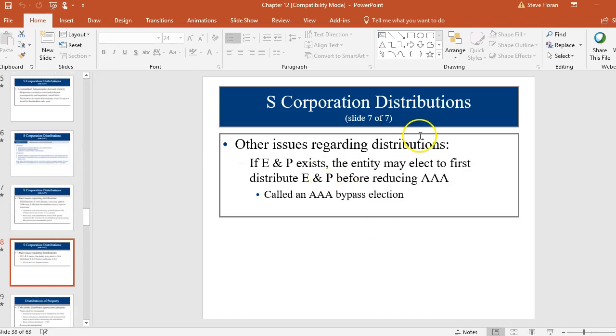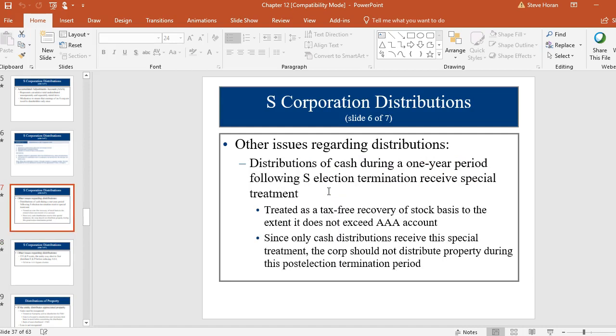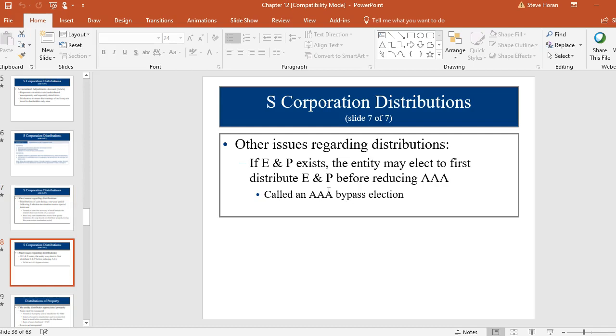Other issues, if E&P exists, the entity may elect to first distribute E&P before reducing AAA, called the AAA bypass election. Okay, so that's just in that first year after terminating the S Corp status.